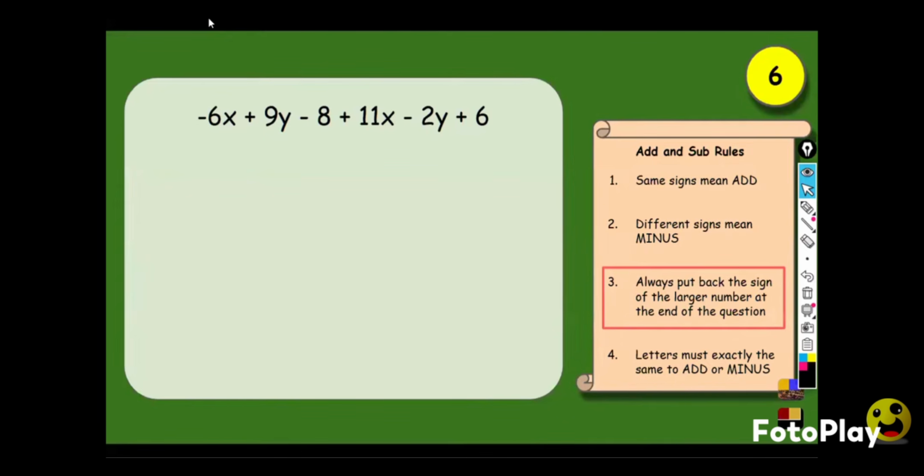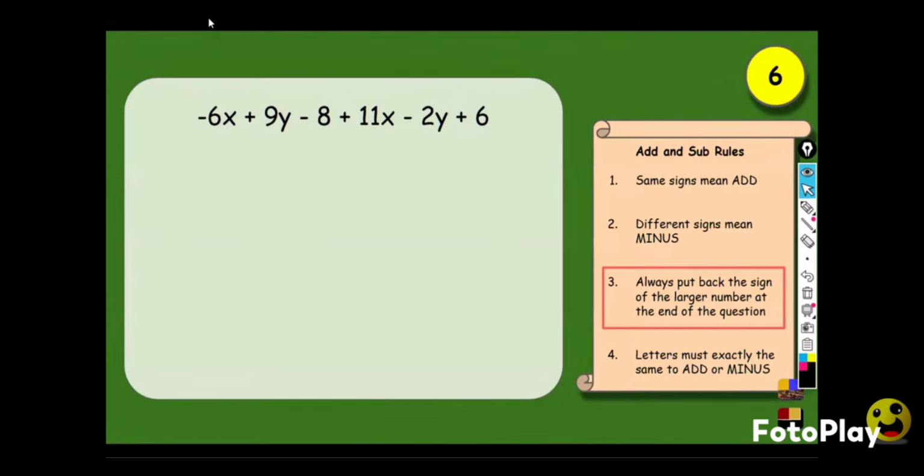What you want to do is put all the values with the same letters next to each other. So you want to group all the X's together. You want to group all the Y's together. And everything without any letters, you put them together. It's like organizing your clothes. You put all the socks in one drawer. You put all the pants in one drawer. Stuff like that, right? Similarly here.